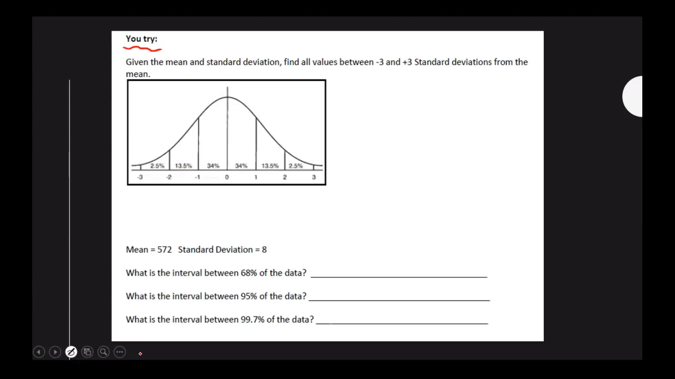All right, you try this one by yourself and then run it past me in class. By all means, check with your seatmates. If you don't all agree, ask me what's going on. If you do all agree, most likely you're right. So make sure you pause this so that you can get that done before we go to the next part.